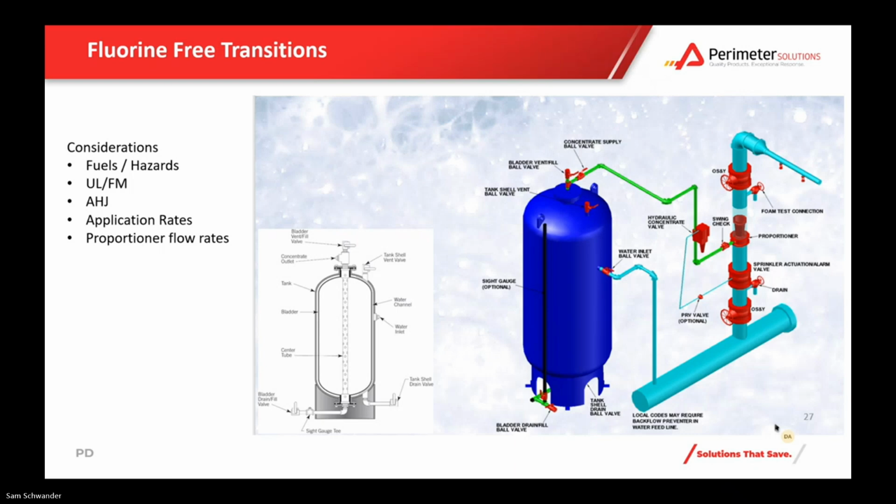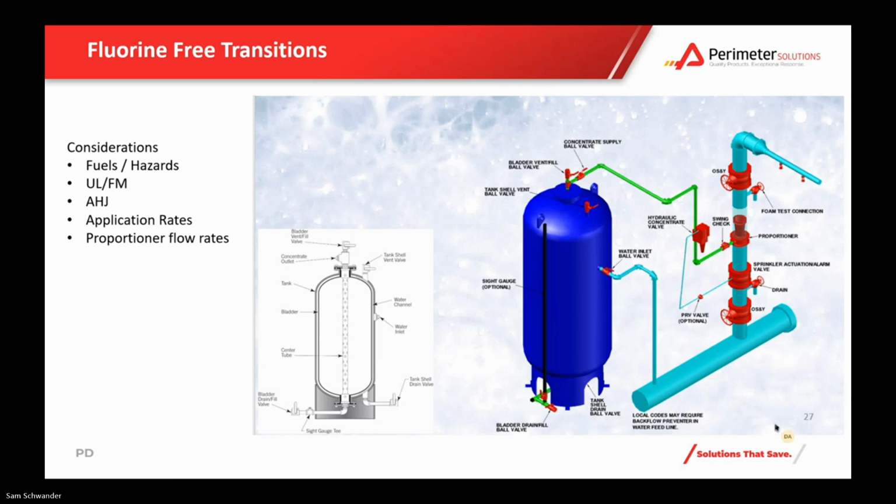So quick rundown summary, right? Anything that touches raw concentrate, we need to remove and replace that. We're looking at this as a kit, trying to maintain listings as best we can here. The bladder tank, the concentrate, the proportioners, the discharge devices. And what design standards are we looking at with the new application densities?